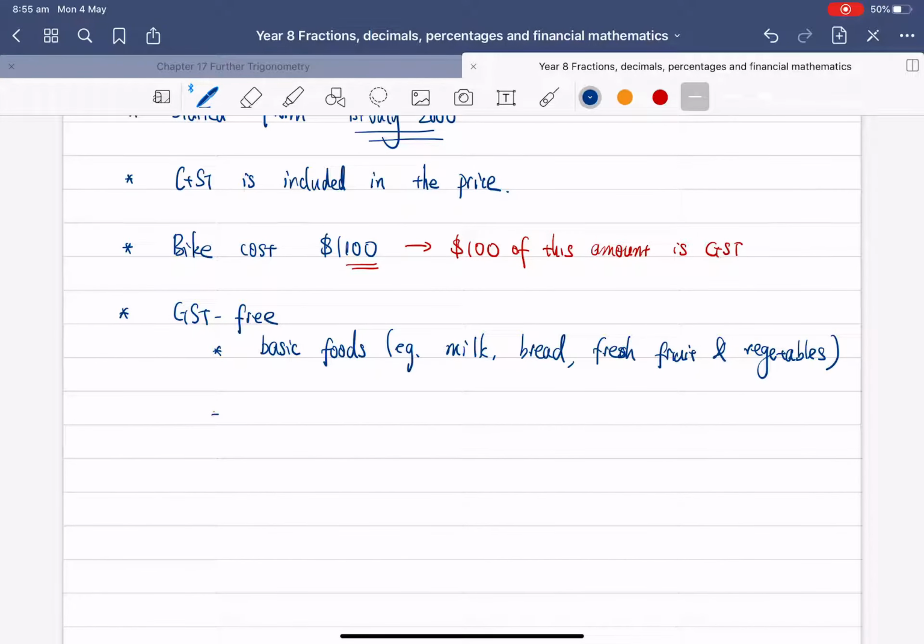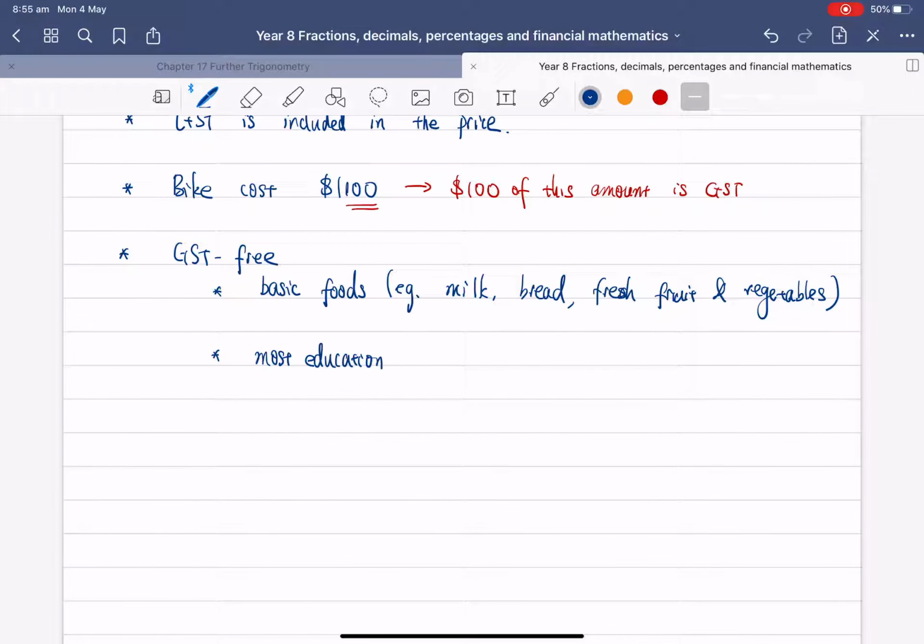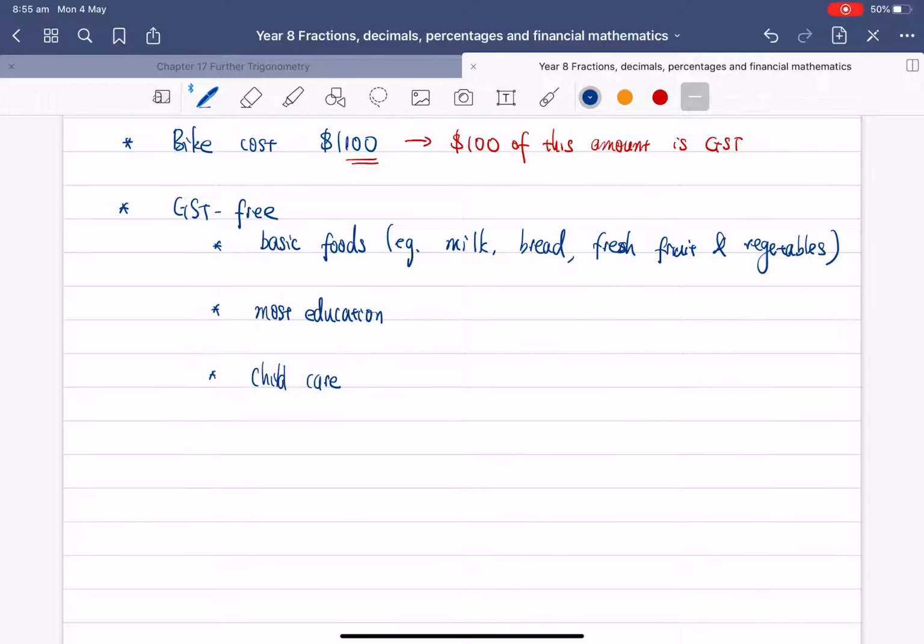Another thing that's GST-free is most education. Not the stationery or books you purchase, but the education fees. Most of the fees that you pay for education are GST-free. Childcare is also GST-free, so you don't have to pay GST for that service. And certain health goods and services are GST-free. Obviously, if you want to find more GST-free items, you can go to the ATO website.